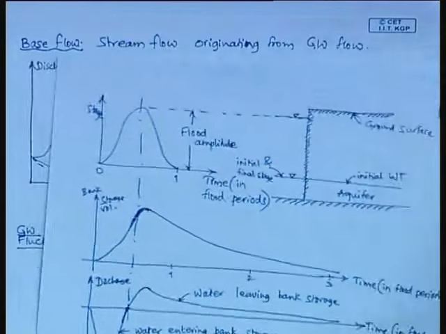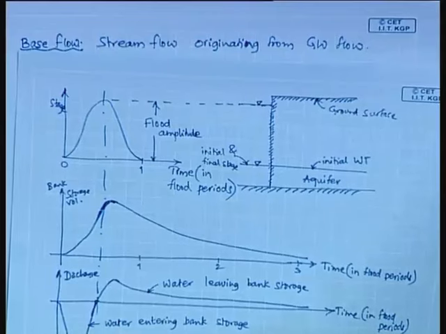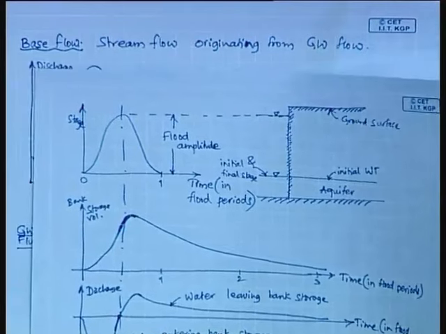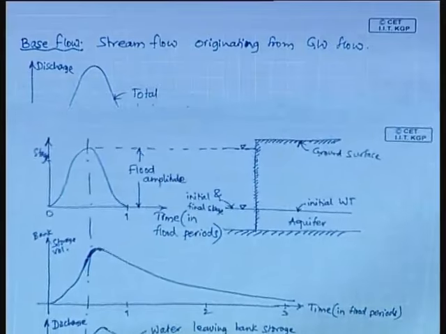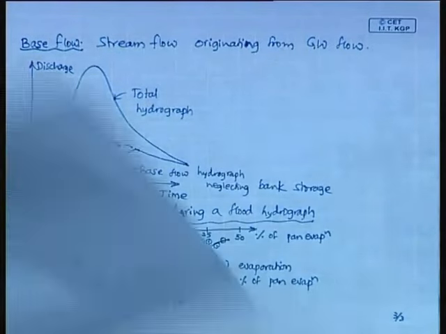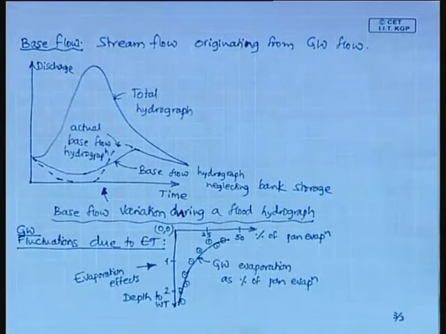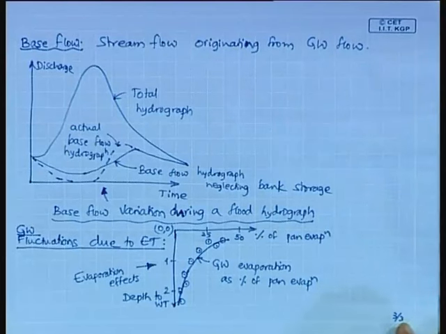So these are some of the cases of stream flow influencing the groundwater level. Now, let us come to what is known as the base flow.